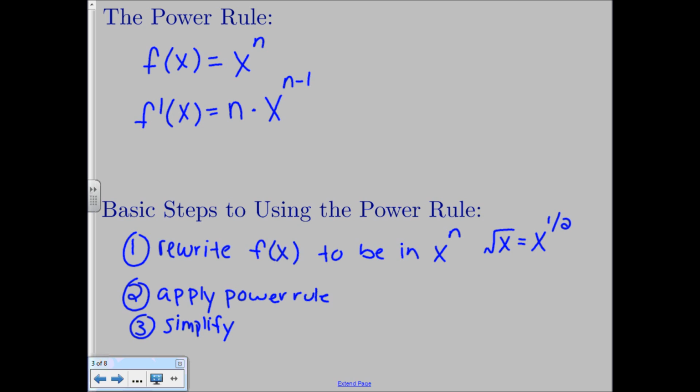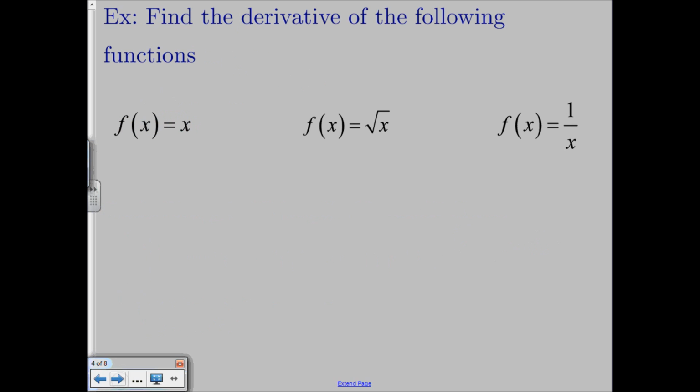Okay, so we're going to apply those 3 basic steps to these next 3 example problems. We're going to find the derivative of each of these 3 functions. Okay, f of x equaling x. There's technically a little 1 exponent here, so we have a power of 1. Applying our power rule, our derivative, f prime of x, is going to be 1 times x to the 1 minus 1 power, which is just 1 times x to the 0 power. Anything raised to the 0 power is always 1, so we get 1 times 1, or 1.